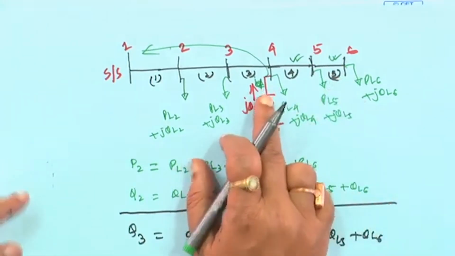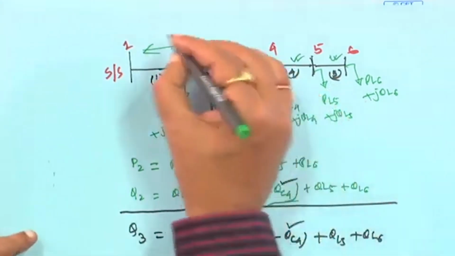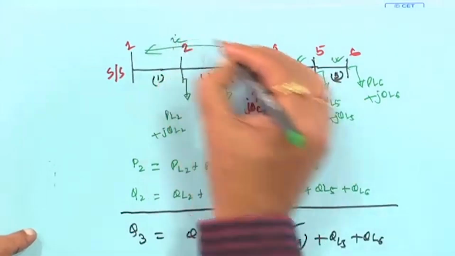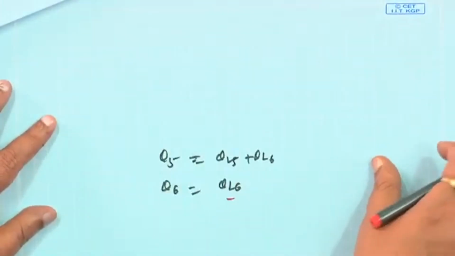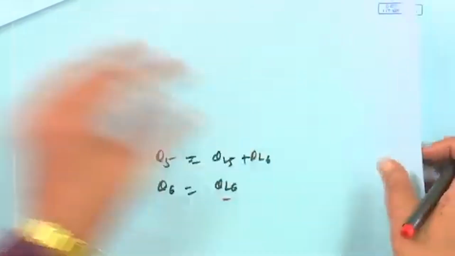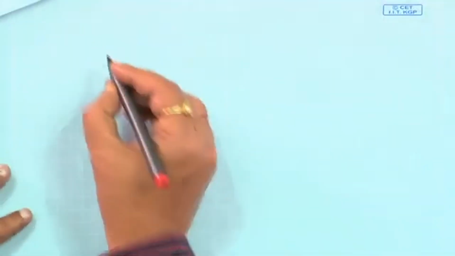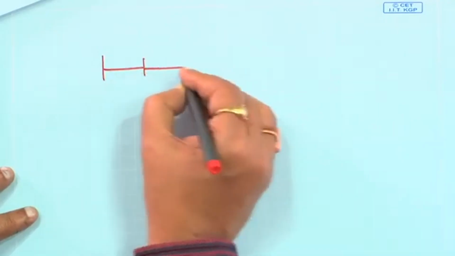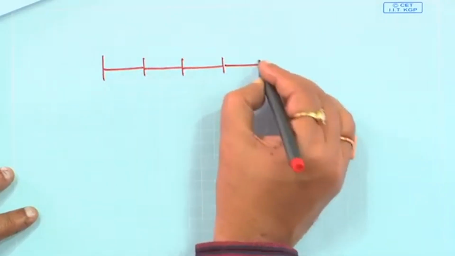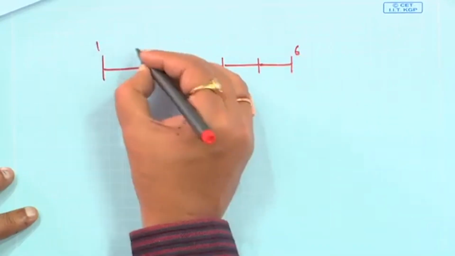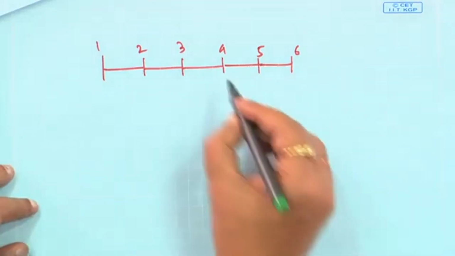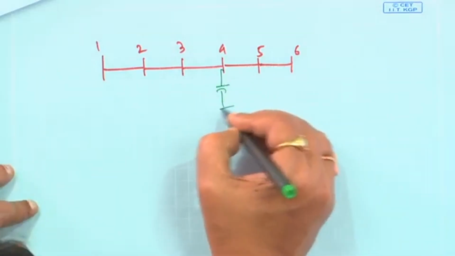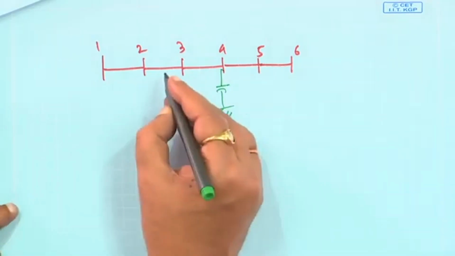Now, suppose this is the IC current flowing like this. If you take the same diagram, suppose this is 1, 2, 3, 4, 5 and 6. There are the same 6 nodes. The capacitor is connected at node 5. So, this is branch 1, branch 2, branch 3.